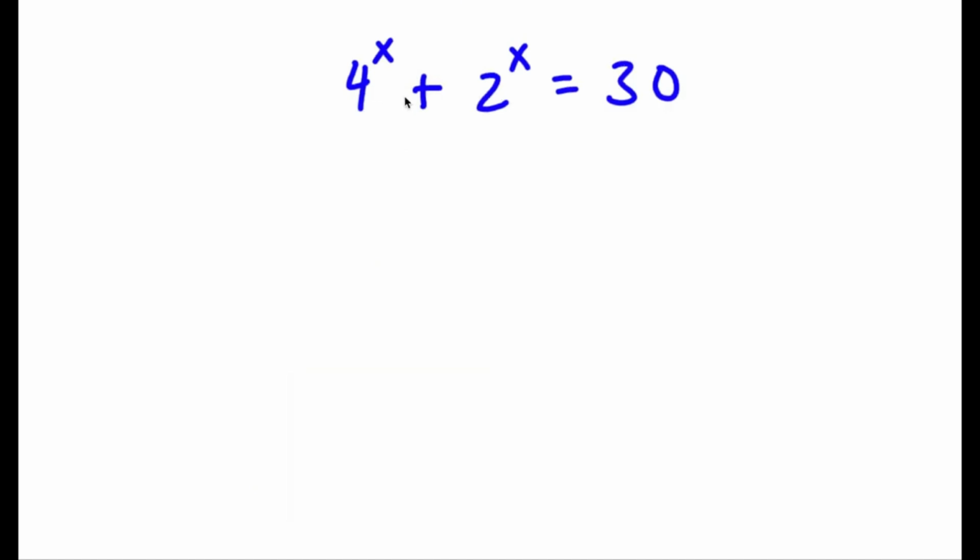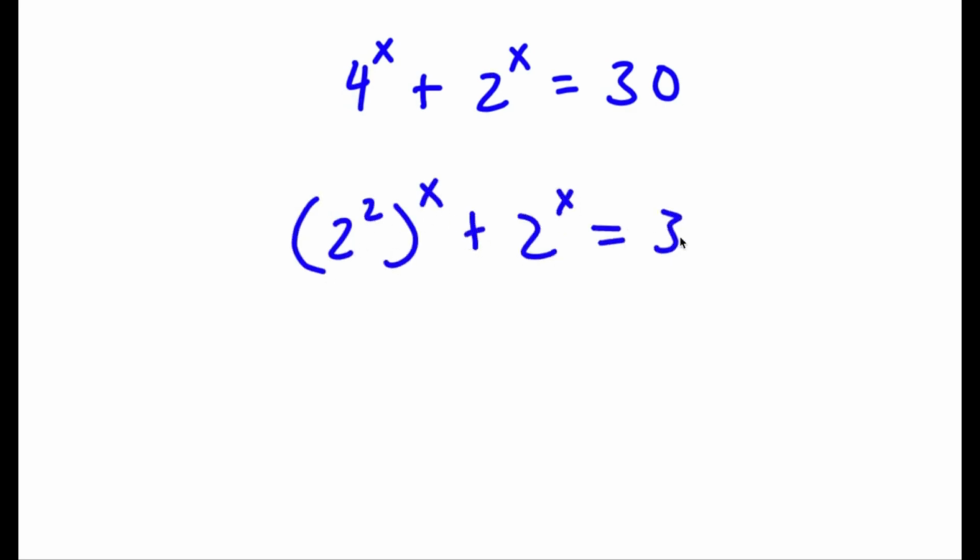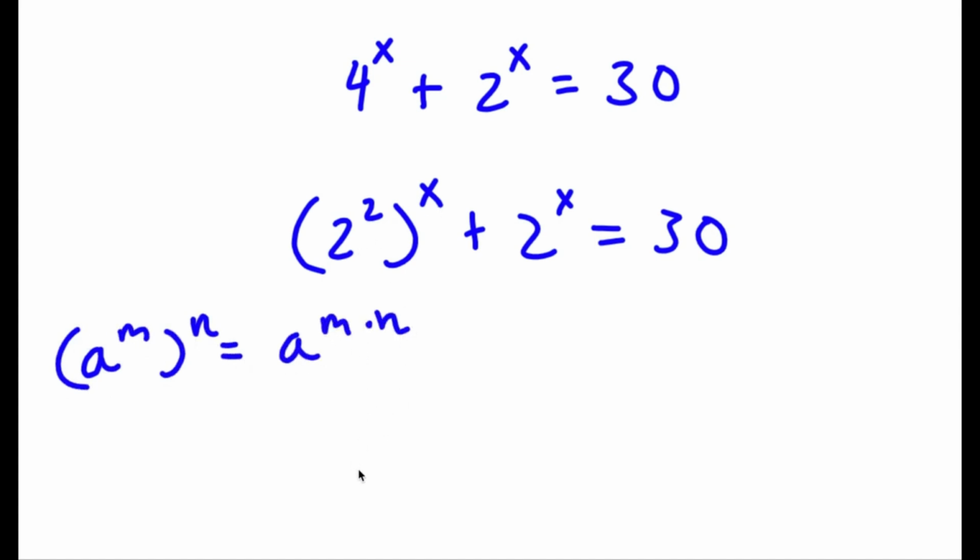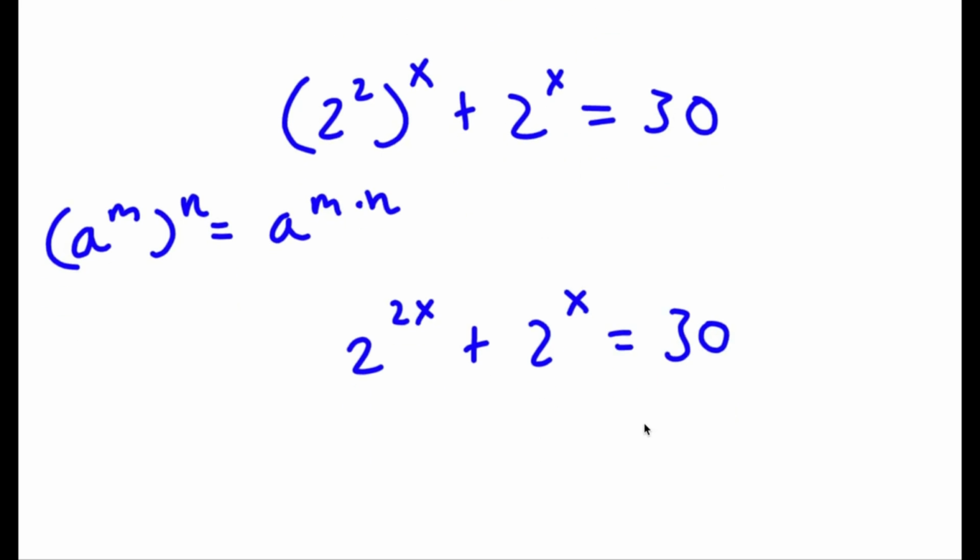Alright, so I have 4 to the power of x plus 2 to the power of x is equal to 30. Now 4 here, this is the same thing as 2 squared. So now I have 2 squared to the power of x plus 2 to the power of x is equal to 30. Now if I have something in the form a to the power of m to the power of n, this is the same thing as a to the power of m times n. So 2 to the power of 2 to the power of x, it's going to go 2 to the power of 2x plus 2 to the power of x, which is equal to 30.